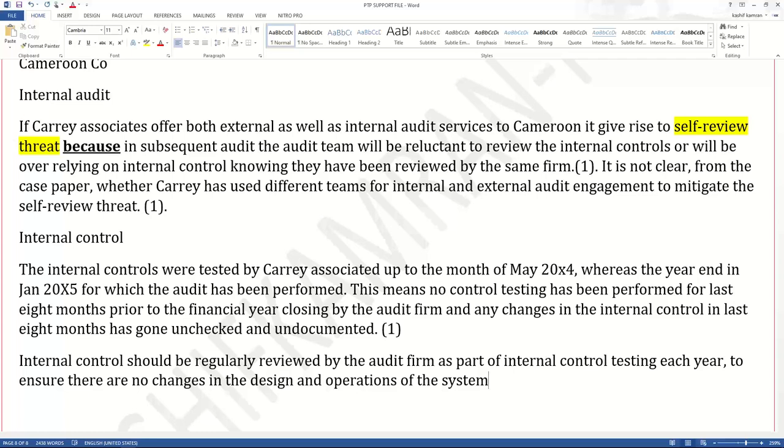Right, so internal control should be regularly reviewed by the audit firm as part of testing each year to ensure there are no changes. Has the audit firm done this? They have not. So you are giving a suggestion that this is what they should have done. Full stop. That's one action you write for this issue of internal controls. Evaluating internal controls is a regular exercise, and when you come for audit each year, you should review the internal controls.